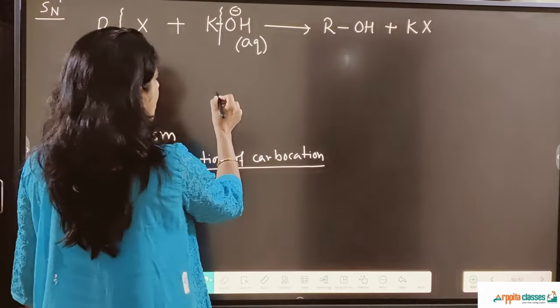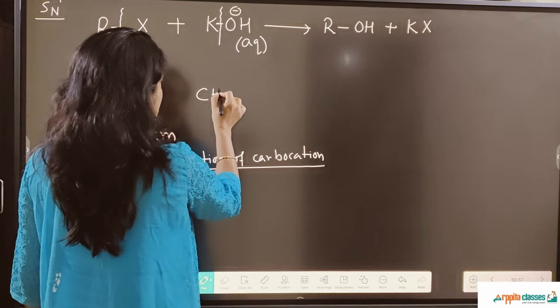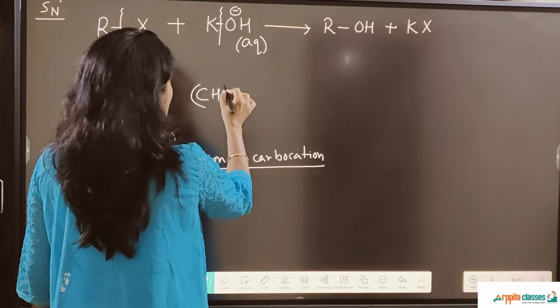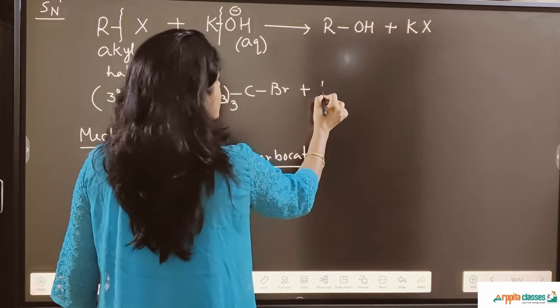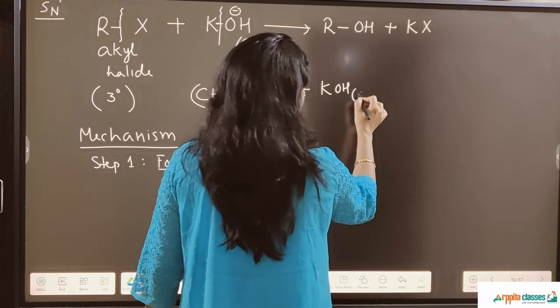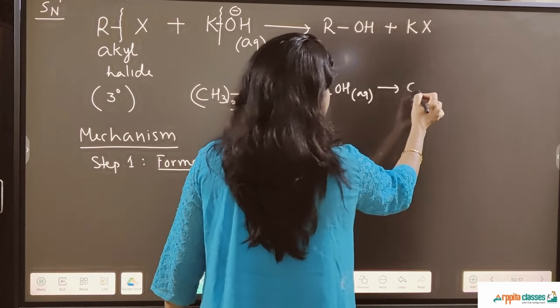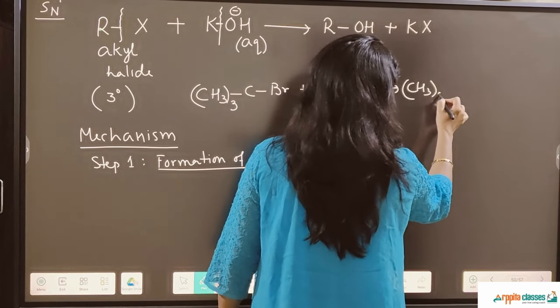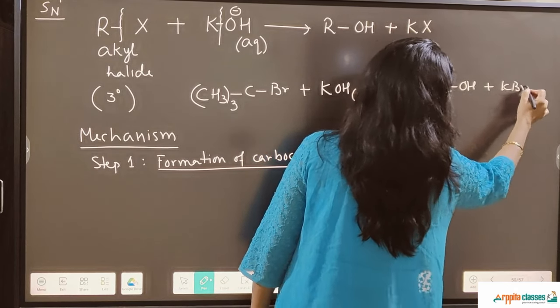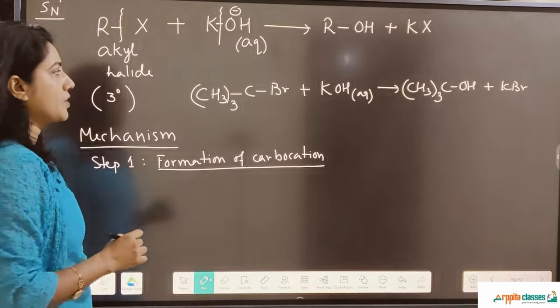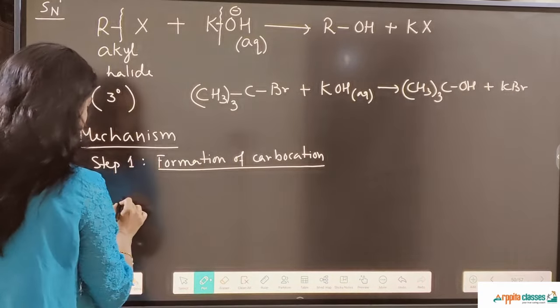I am taking an example of this reaction: (CH3)3CBr plus aqueous KOH, and we get (CH3)3COH plus KBr. I am talking about the mechanism of this particular reaction. So let us take this alkyl halide.